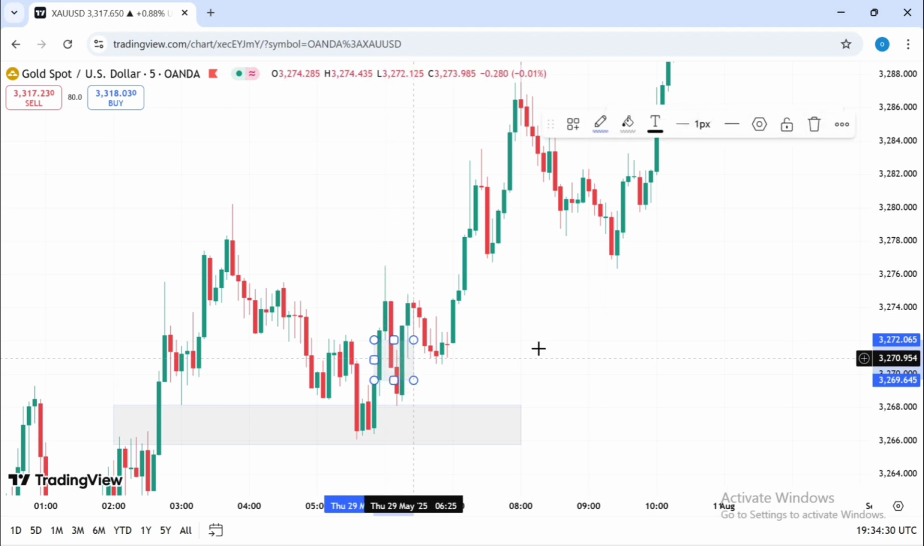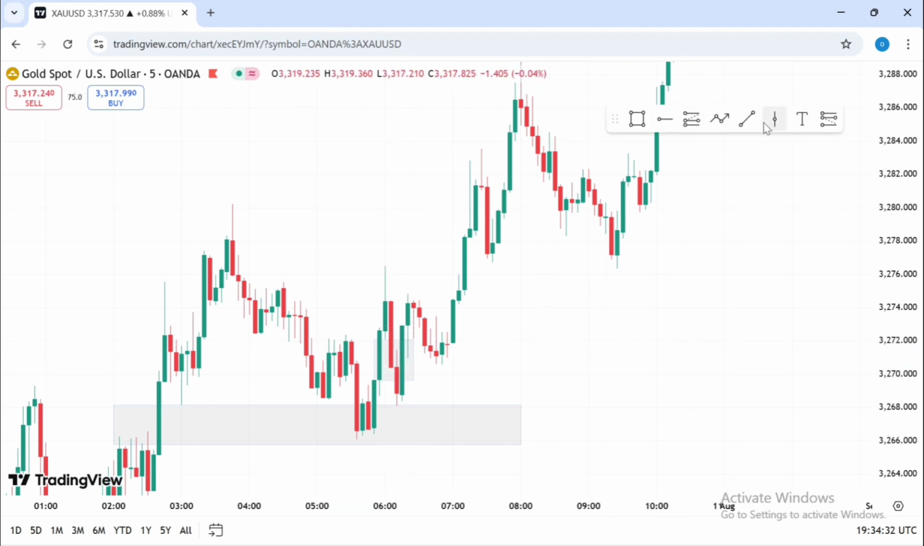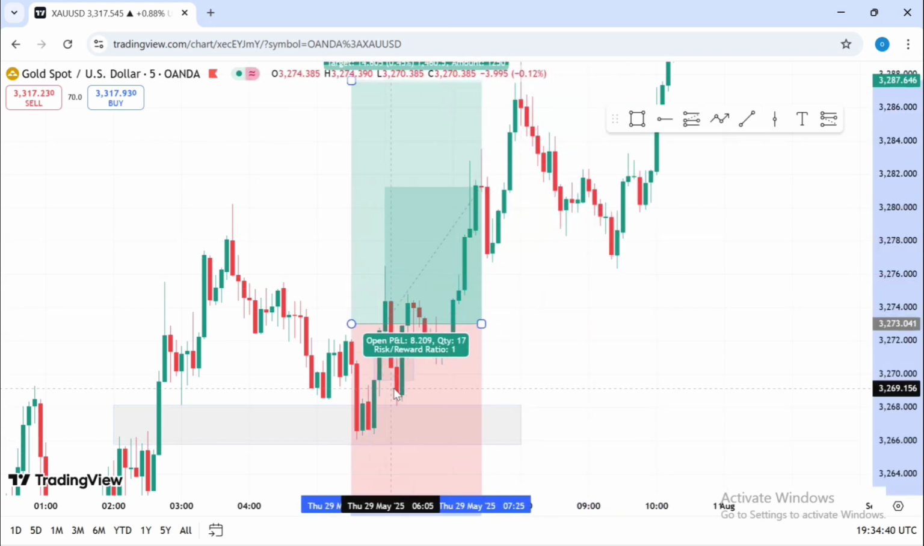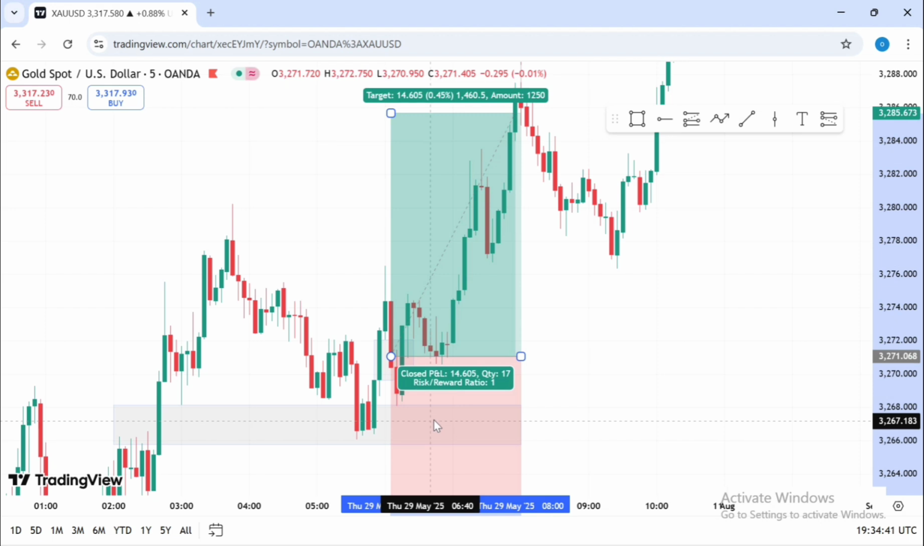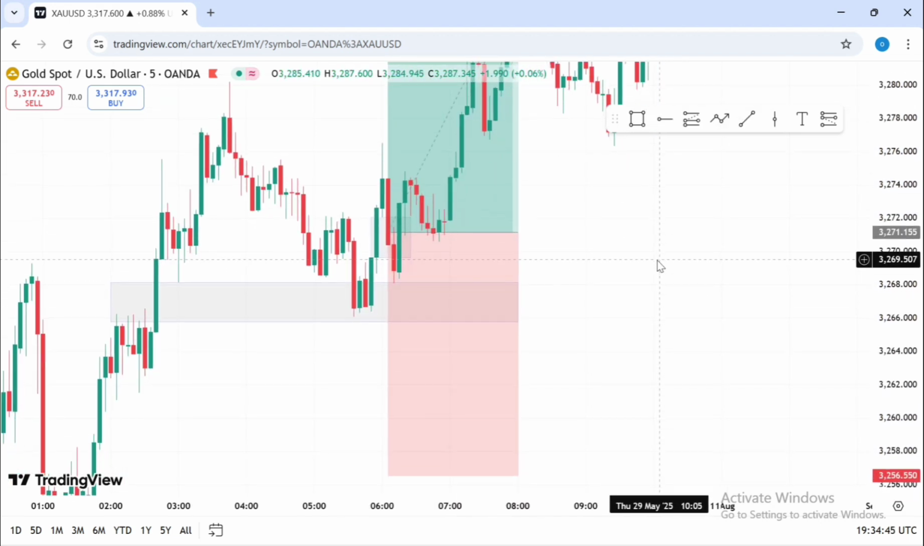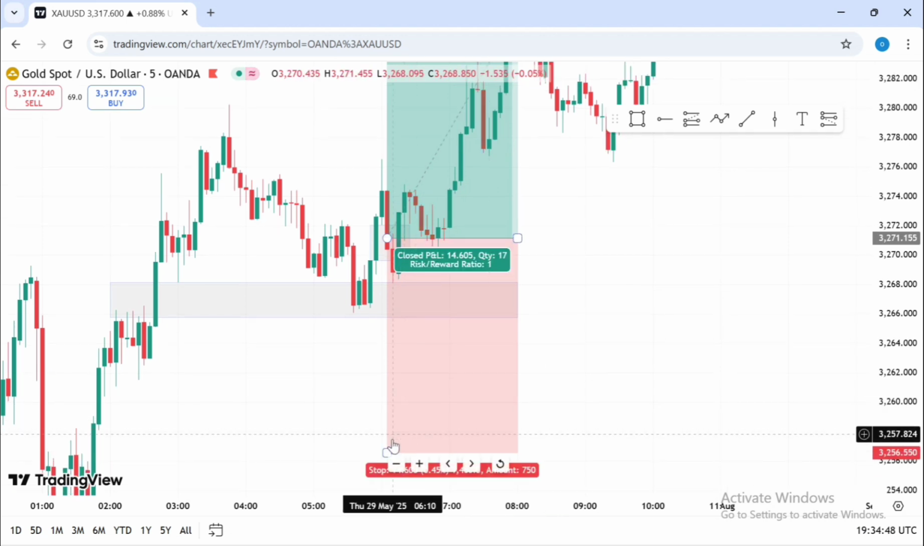Okay, so the entry was within the 5 minute fair value gap. Within the 5 minute fair value gap right here, and the stop loss was the most recent swing low.